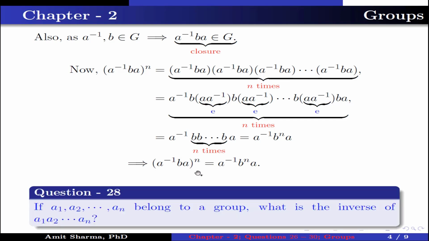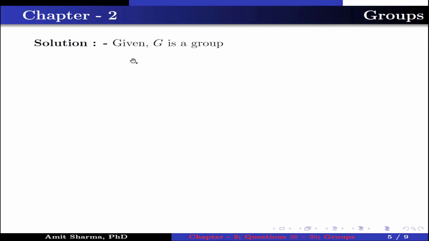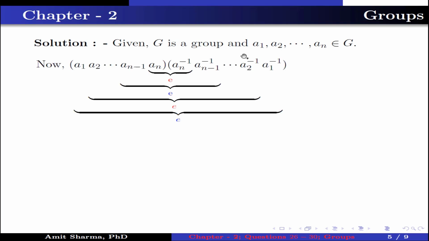Question number 28. If A1, A2 up to An belong to a group, what is the inverse of A1, A2, An? Given G is a group and A1, A2 up to An belongs to G. Now A1, A2 up to An multiplied by An inverse, An minus 1 inverse up to A2 inverse, A1 inverse.